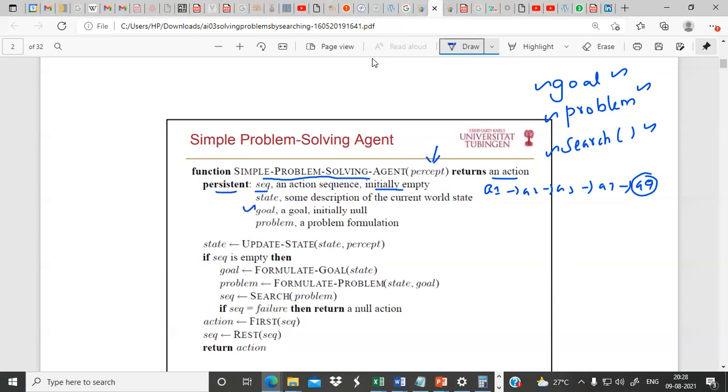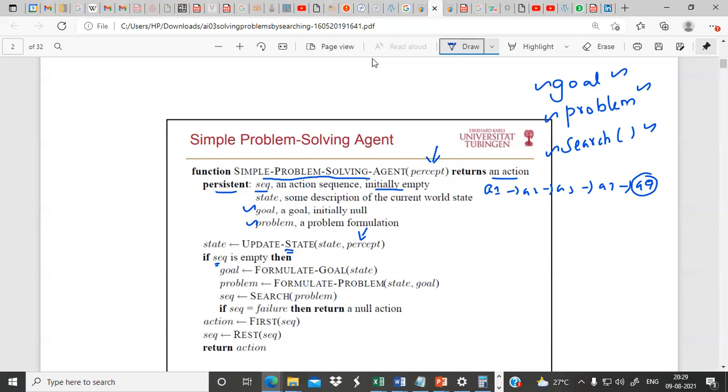So initially goal is empty. Problem also, there is nothing there. Problem represents problem formulation, but initially it's nothing. State, current state of the system. So let us assume there is an update state function which will update the current state of the system based on the recent percept, whatever the agent senses. Okay. If sequence is empty, then do this. Yes, initially sequence is empty, we know.